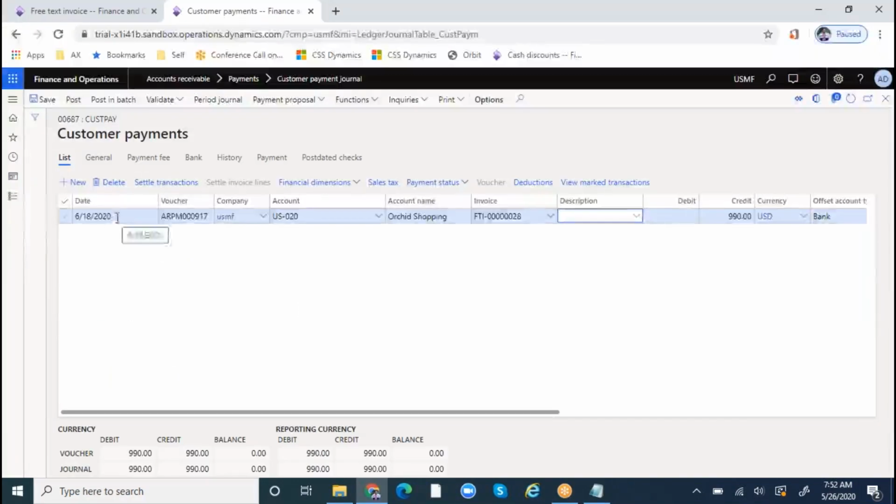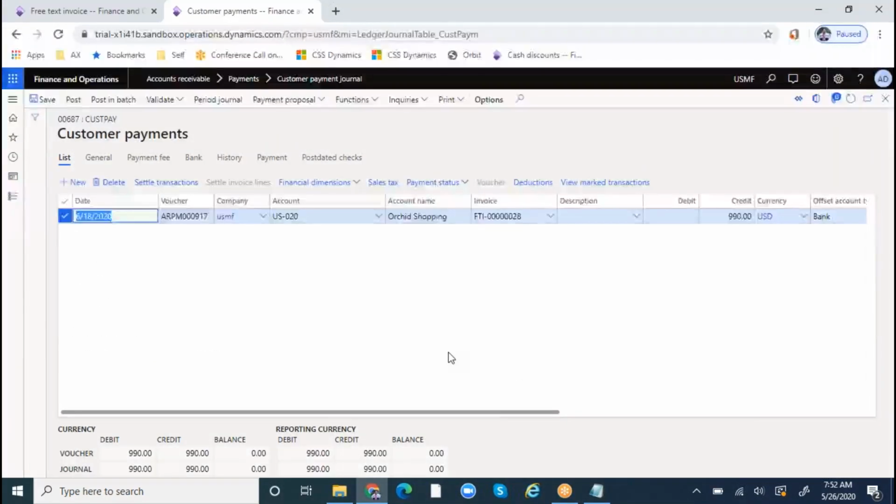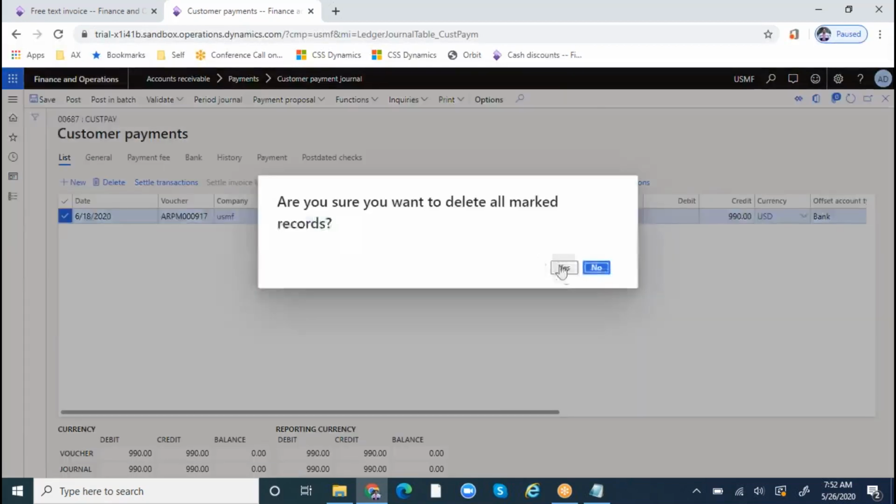So invoice date versus payment date. If your customer is paying within 10 days as per the discount terms, the discount will be provided. Clear, or any doubt here? Is it clear for everyone? Yes, that's clear. Okay, fine.